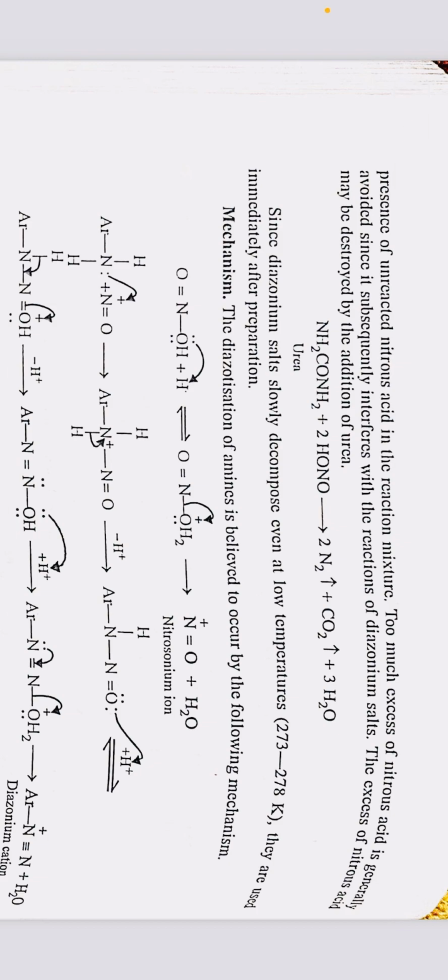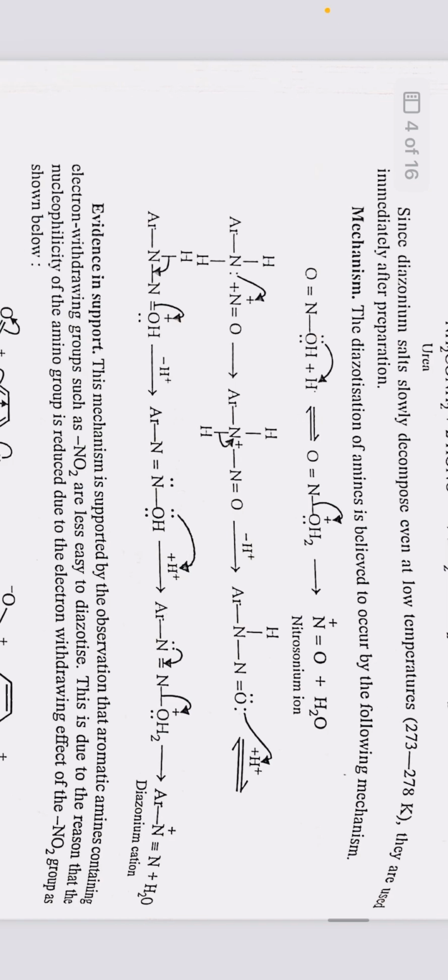Too much excess of nitrous acid is generally avoided since it subsequently interferes with the reactions of diazonium salts. The excess of nitrous acid may be destroyed by the addition of urea. Since diazonium salts slowly decompose even at low temperatures, they are used immediately after preparation.